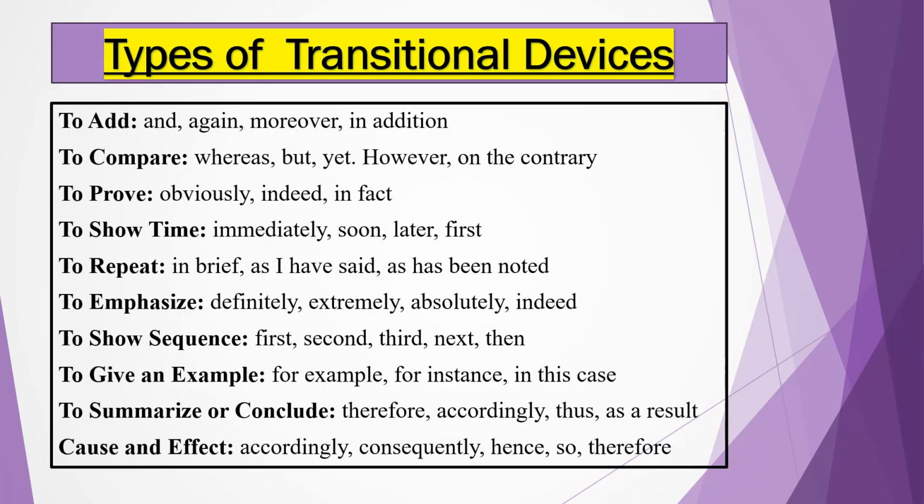To prove: obviously, indeed, in fact. To show time, when we want to show time: immediately, soon, later, first, second, third. To repeat: in brief, as I have said, as has been noted. To emphasize: definitely, extremely, absolutely, indeed. So these are different types of transitional devices and I have given some examples of them.